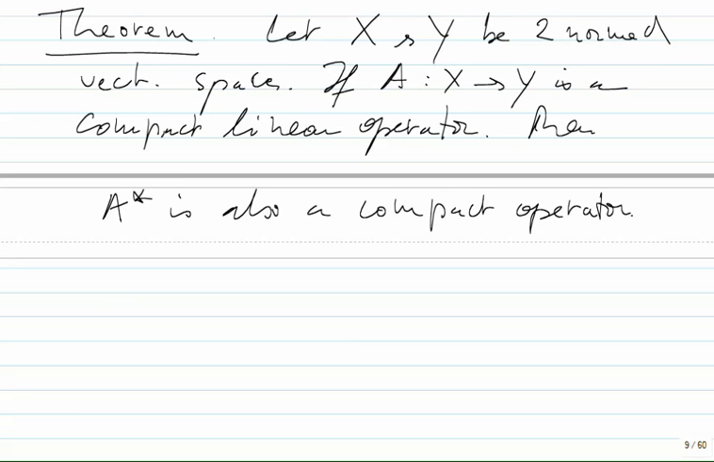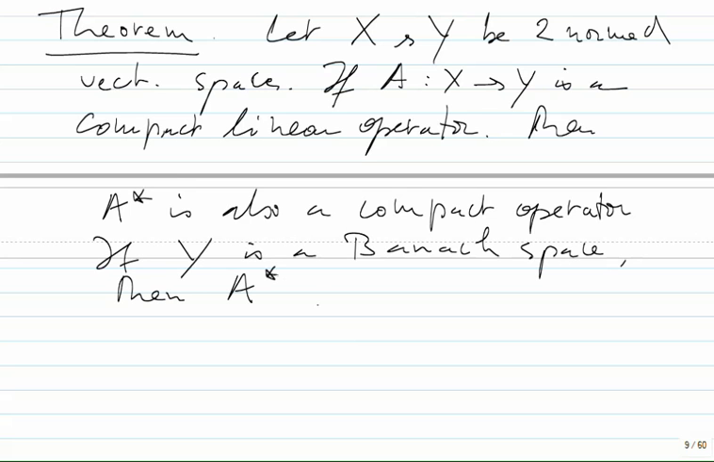What about the converse? What if the adjoint is compact? For that we need to have some kind of completeness. So if Y is a Banach space, then the converse is true. If Y is a Banach space, then A star compact will imply that A is compact.